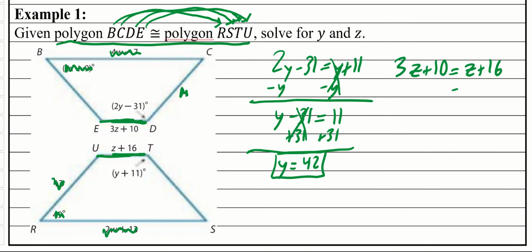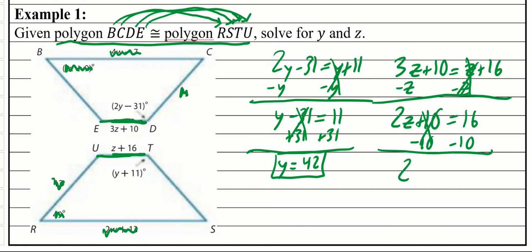And just like before, we just solve like normal. So I could subtract z from both sides. When I do that, these cancel. I get 3z minus 1z. That's going to give me 2z, and then plus 10 equals 16. Continue to solve here. I can subtract 10 from both sides. When I do that, I get 2z equals 16 minus 10. That's just 6. And then last step here, divide by 2. And I get z equals 3.